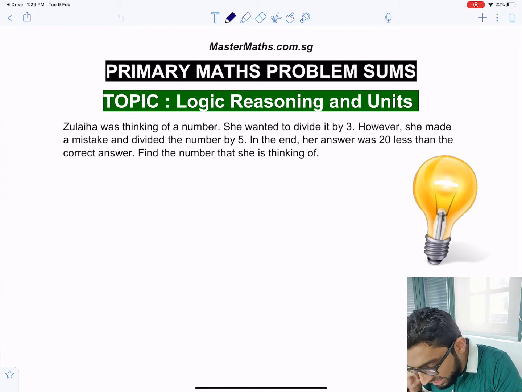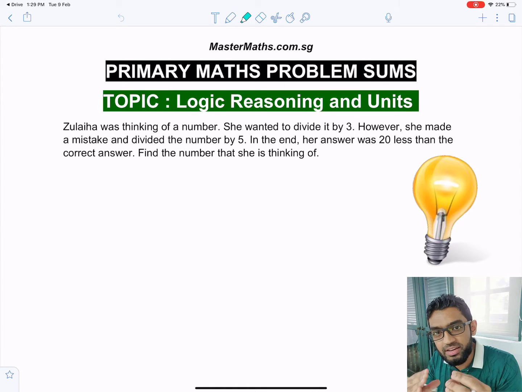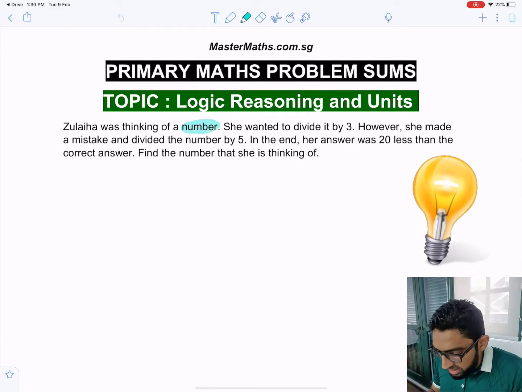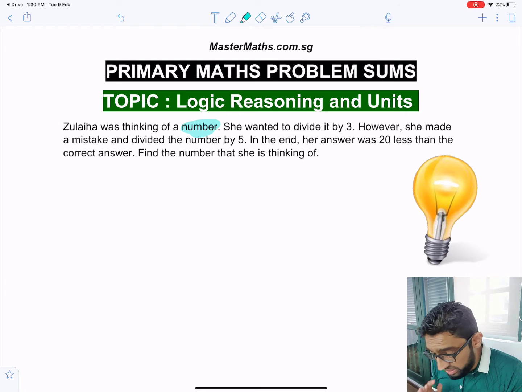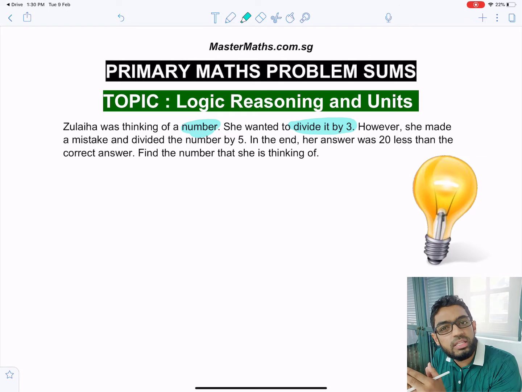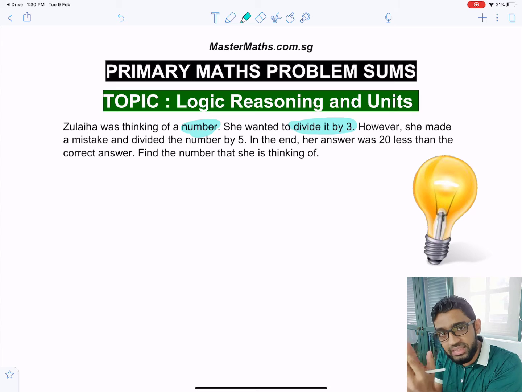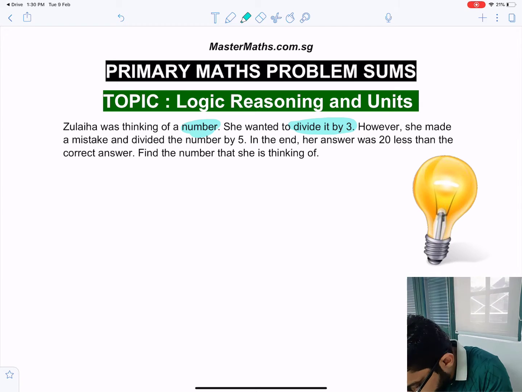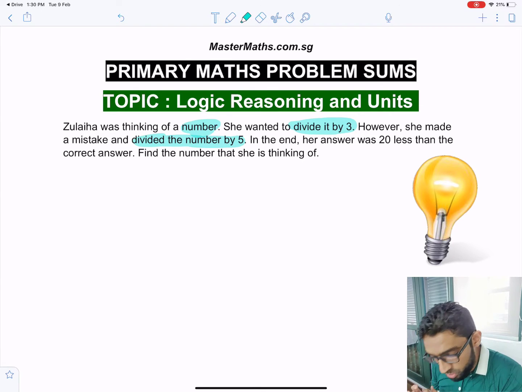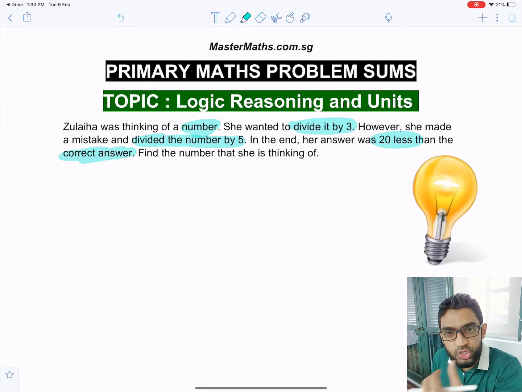Now, let's highlight the keywords. There is this fixed number that Zulaiha is thinking of in her mind. So that's one number there. At first, she wanted to divide this number by 3. But she made a mistake, probably in a calculator or in the working that she was doing. So she took that number and divided it by 5 instead. In the end, her answer was 20 less than the correct answer. Find the number that she is thinking of.